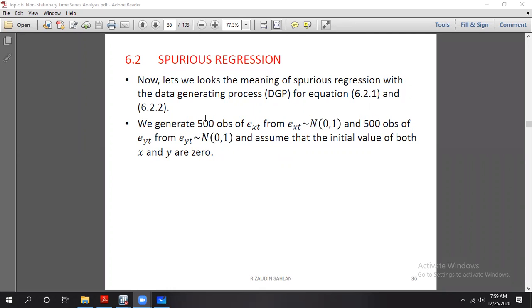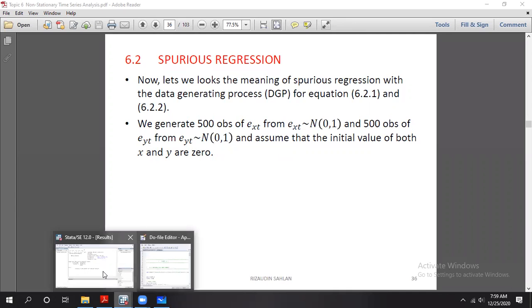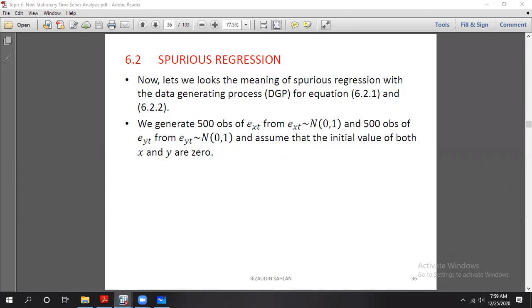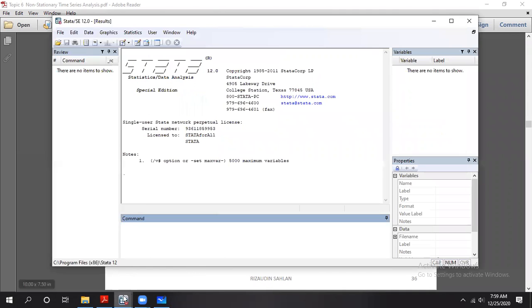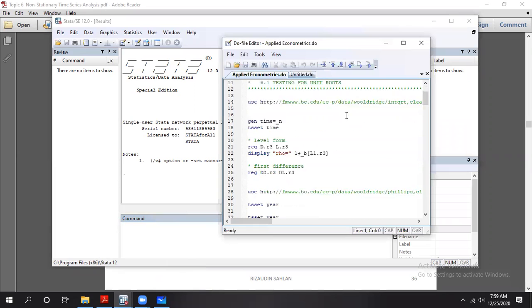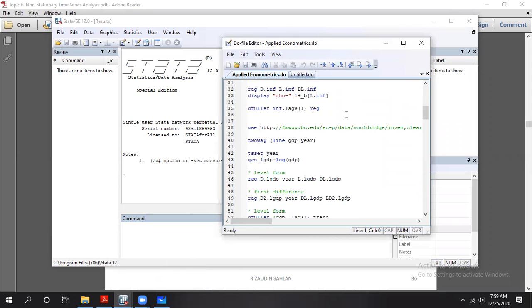Let's say we generate 500 observations. We want to generate the data randomly for two series, the X series and also the Y series. This can be done easily in Stata. I will show you the command.